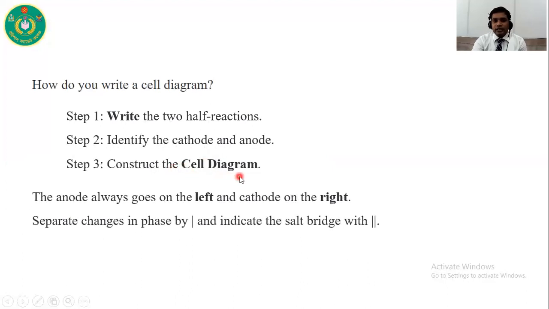How can we construct the cell diagram? The anode always goes on the left and the cathode on the right. I repeat it again: the anode always goes on the left and the cathode on the right. We separate changes in phase by one slash and indicate the salt bridge. If we use a salt bridge, we use two slashes.